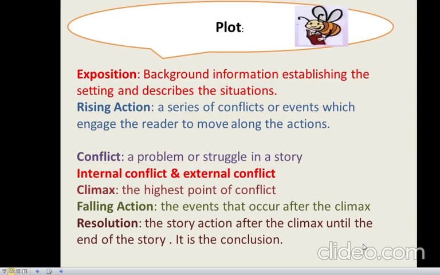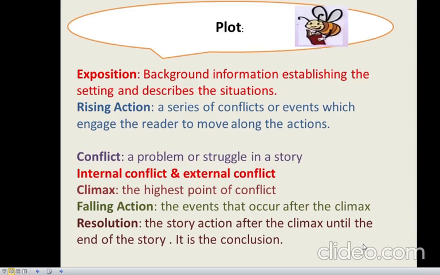Okay, after conflict we have a climax. Climax is the highest point of conflict. It is when the action comes to its highest point. So everything is pulled to that one big point, and everything becomes very tense, and you are not exactly sure what is going to happen next.